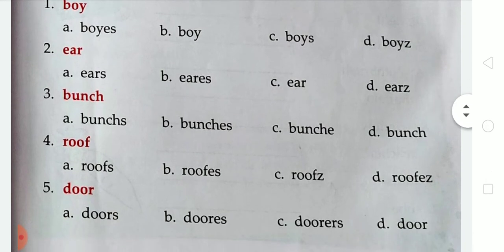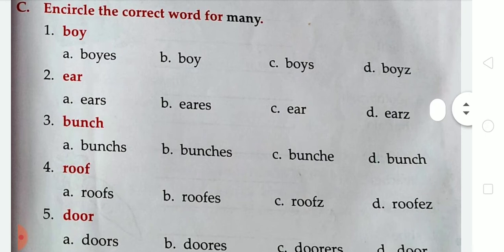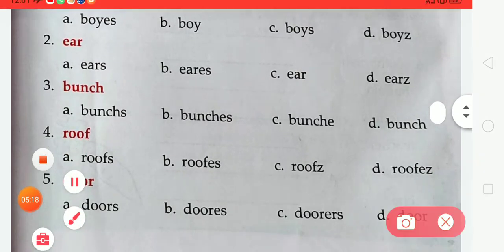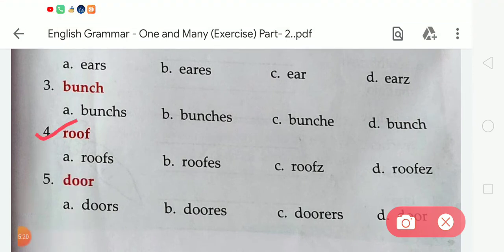After completing the first to third, we are going to do the next. The next is number 4. In number 4 there is the word roof. Tell me which option is correct.